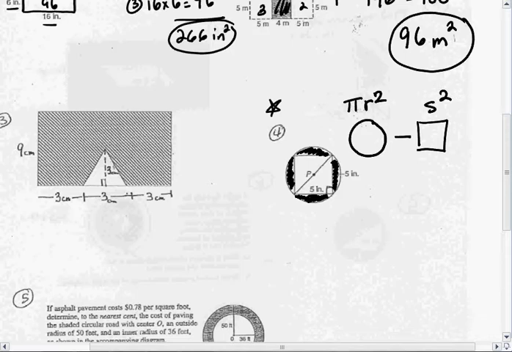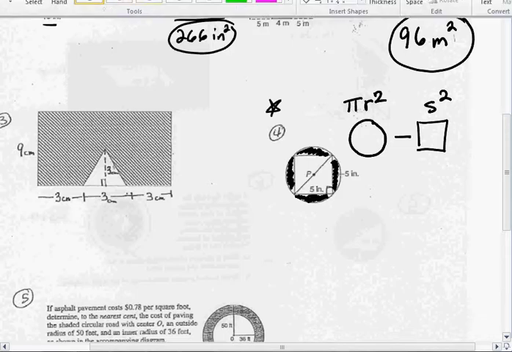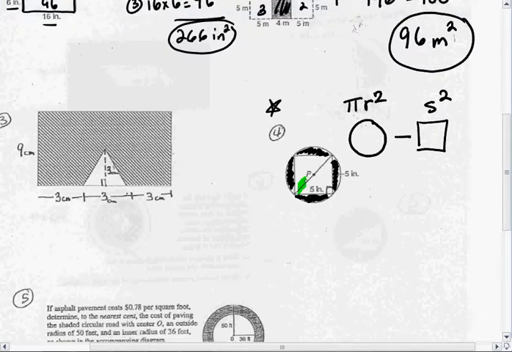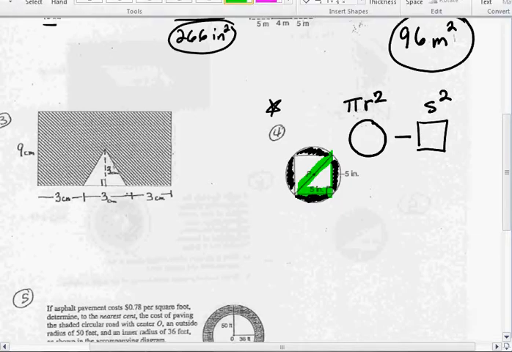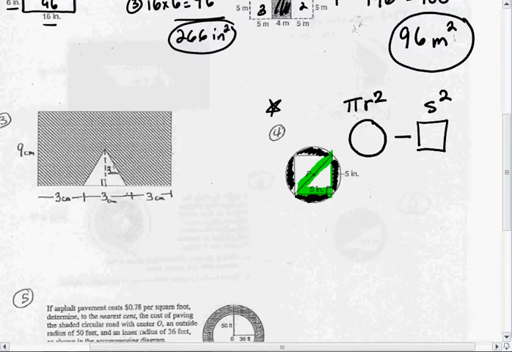So the r in the pi r squared is the radius, and the radius is that piece right here, half of the diameter. I don't have that value, but what I do have is a right triangle that's 5 by 5 on a side. So I'm going to start off by figuring out what the diameter is using the Pythagorean theorem. A squared plus b squared equals c squared. The two legs squared added together will give me my hypotenuse, in this case, my diameter squared.